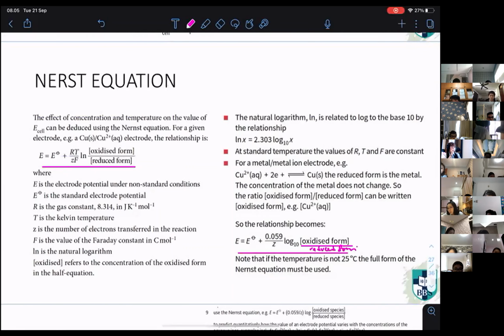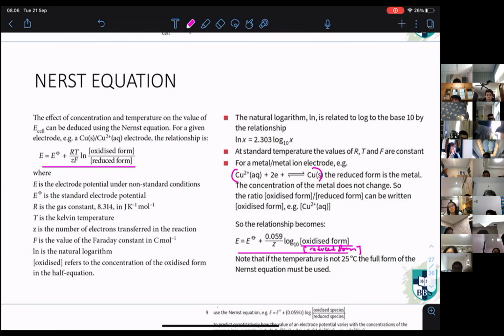You divide. Why have they removed it in your textbook? Because they are referring to only this example, which is correct, which is going to be copper 2 plus plus 2 electrons to give you copper. Copper is a metal, so we do not need to write the reduced form. No need to write.